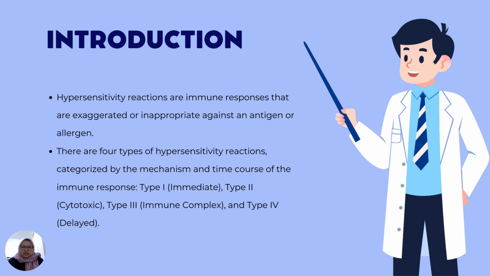So, the first one: hypersensitivity reactions are immune responses that are exaggerated or inappropriate against an antigen or allergen. There are four types of hypersensitivity reactions categorized by the mechanism and time course of the immune response: type 1 is immediate, type 2 is cytotoxic, type 3 is immune complex, and type 4 is delayed. Today we will focus on type 2 hypersensitivity, also known as cytotoxic hypersensitivity, which plays a critical role in various autoimmune and alloimmune diseases.